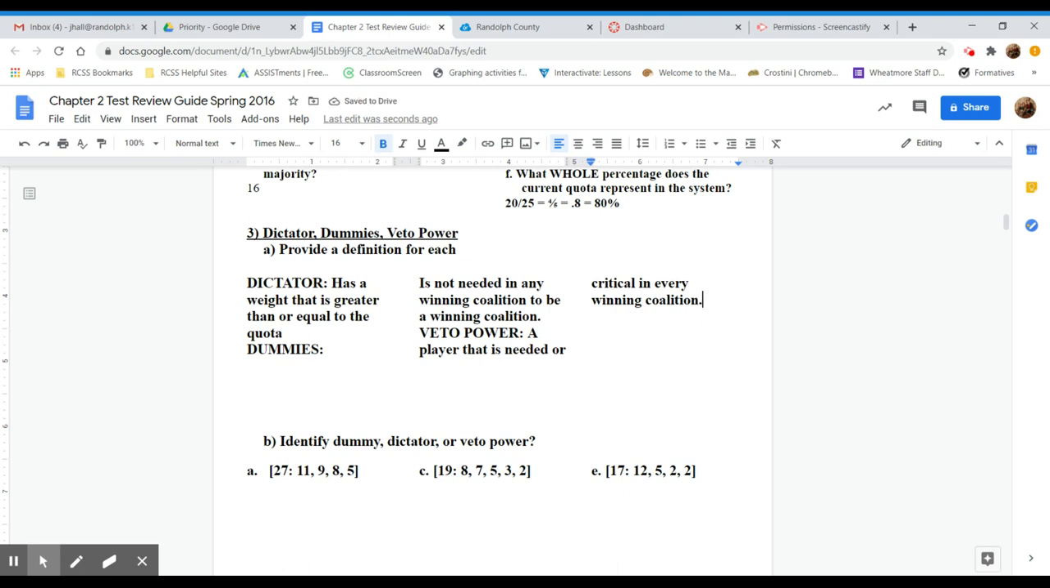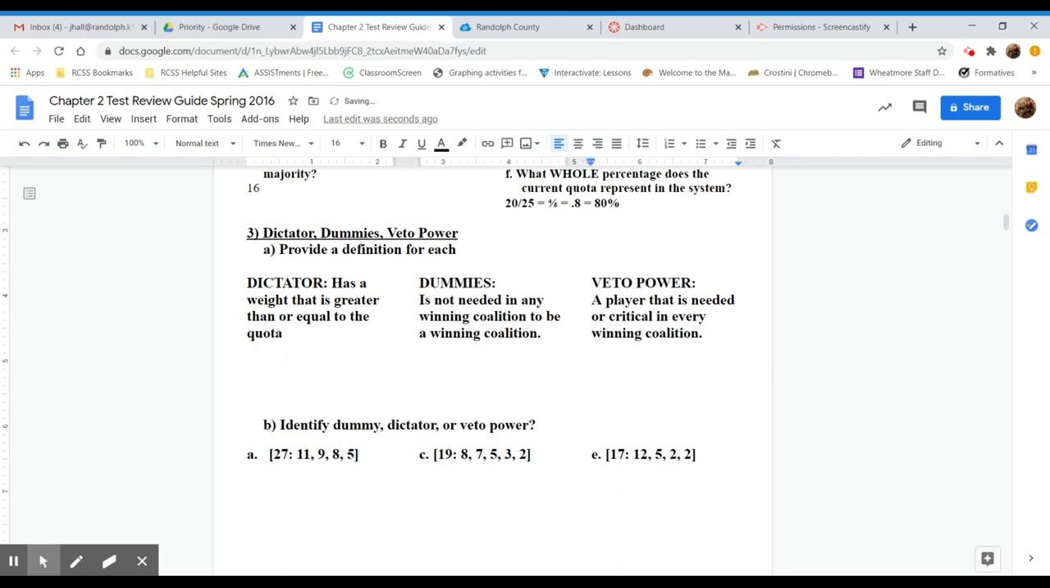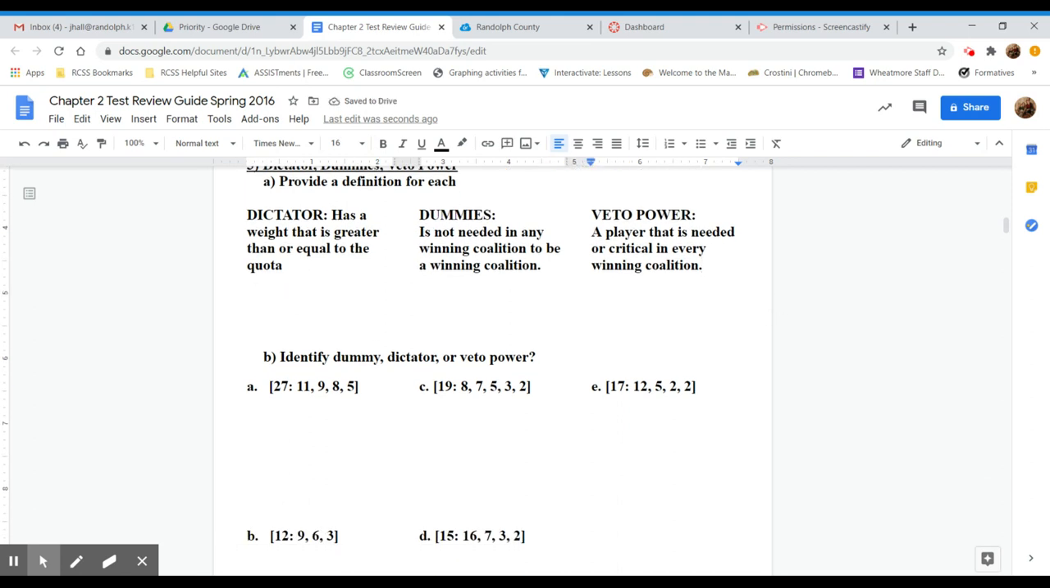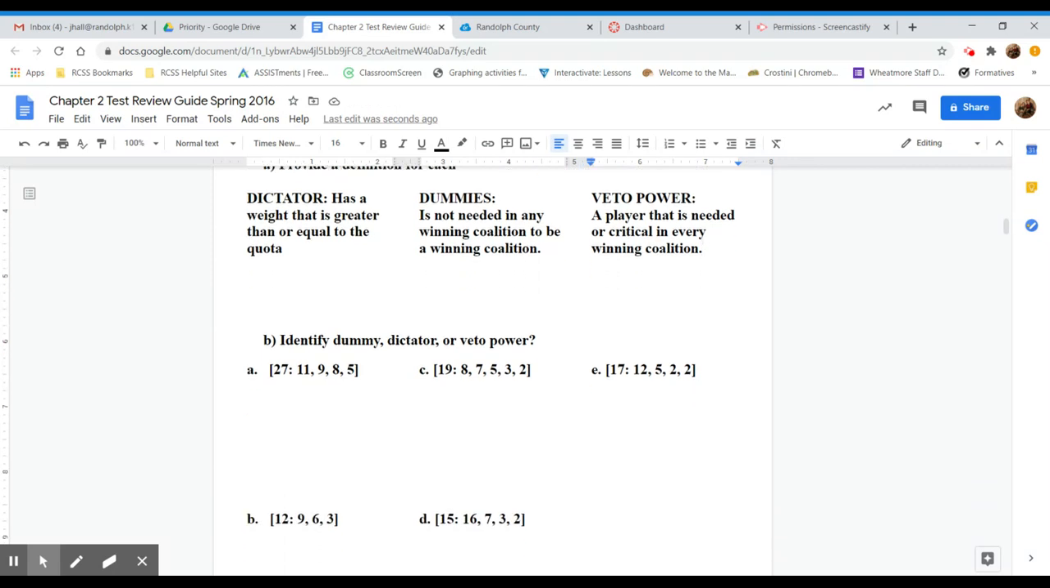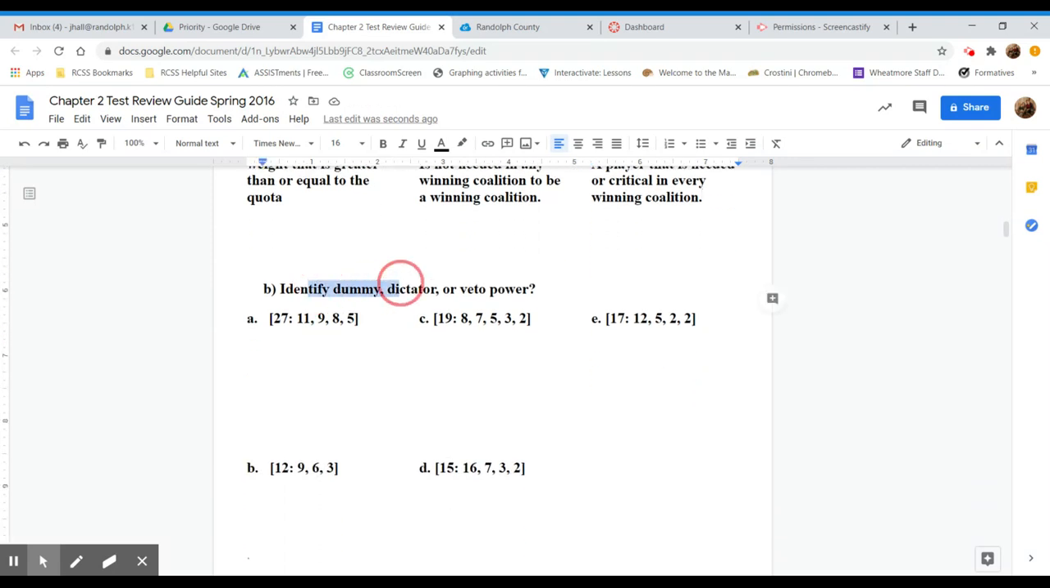Okay, so those are our three. Let's see, maybe I can make that look a little bit better. There we go. There are our three that we're going to look at here: dictators, dummies, and veto power. Part B, identify a dummy, dictator, or veto power. So in this case, dictator, dummy, and then veto.